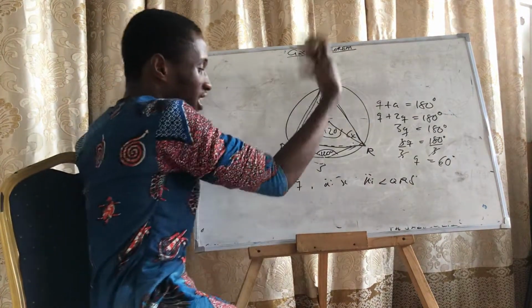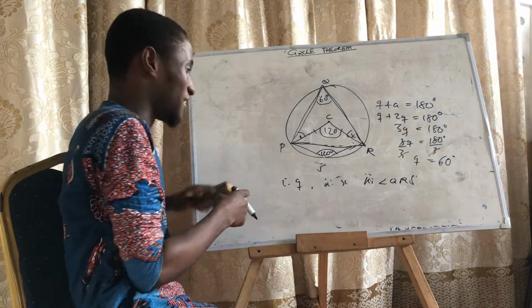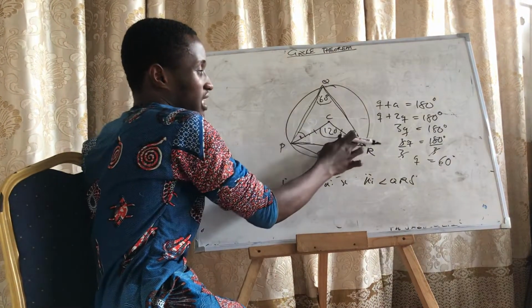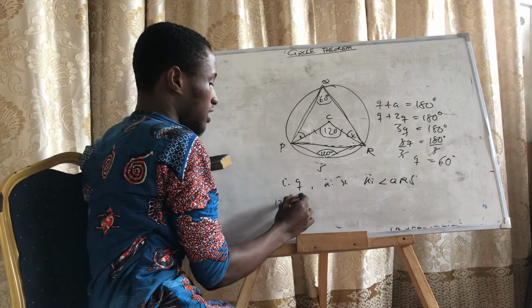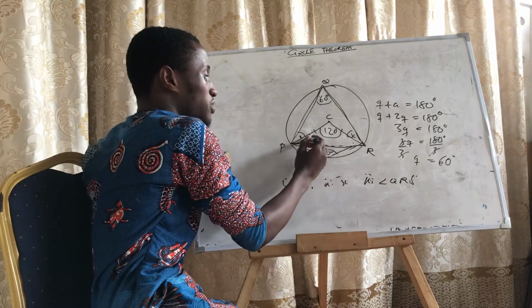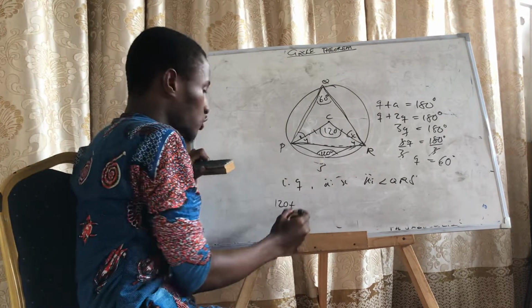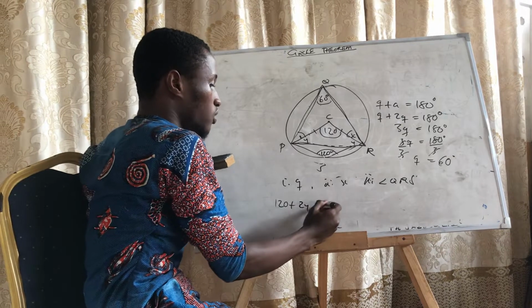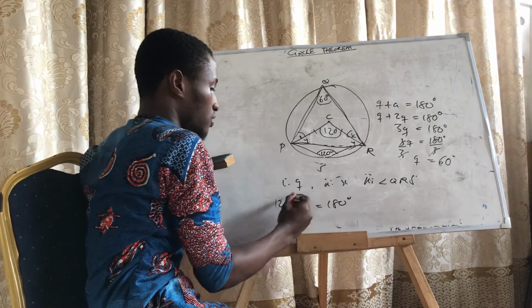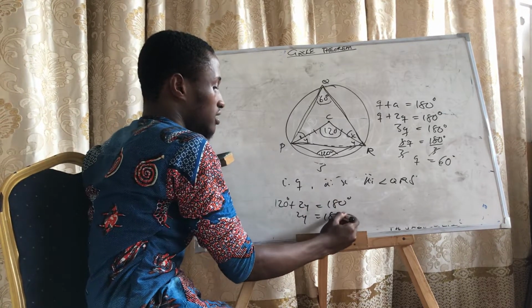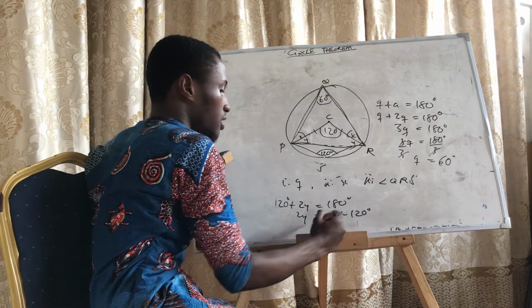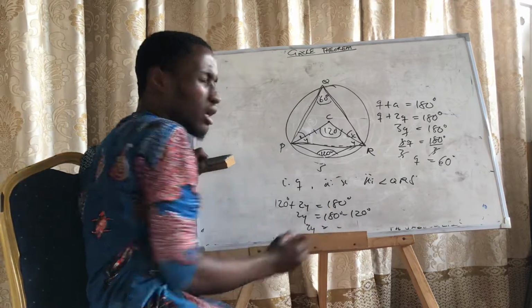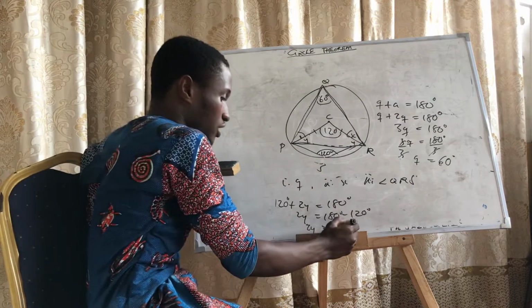So let's try and see if we'll be able to find x. Let's find the angle here and the angle here. So now 120 plus, these angles are the same. Let's represent them by Y. So here will be Y, plus 2Y will give me 180 degrees. So I'll have 2y equal to 180 degrees minus 120 degrees. 2y will be equal to what? 60 degrees, thank you.